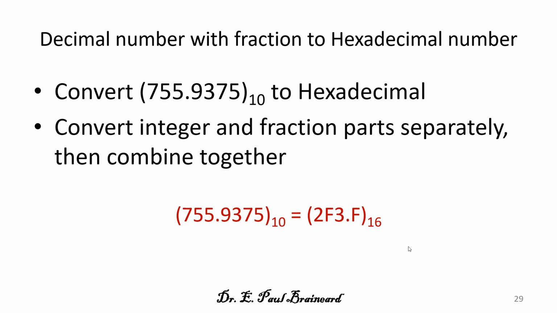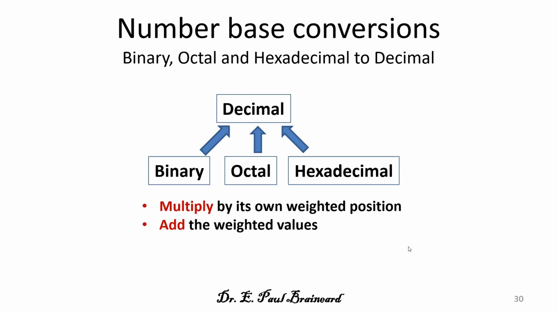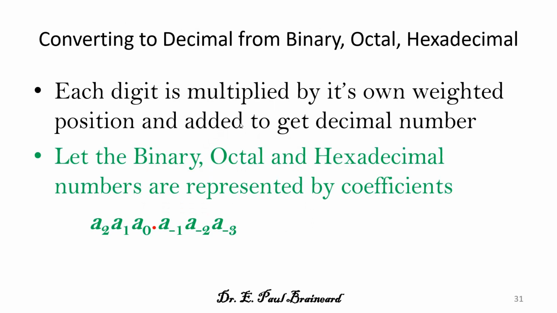Now, let's look into conversion of binary, octal and hexadecimal numbers into decimal numbers. The rule is multiply and add. Each digit is multiplied by its own weighted position and added to get decimal number.